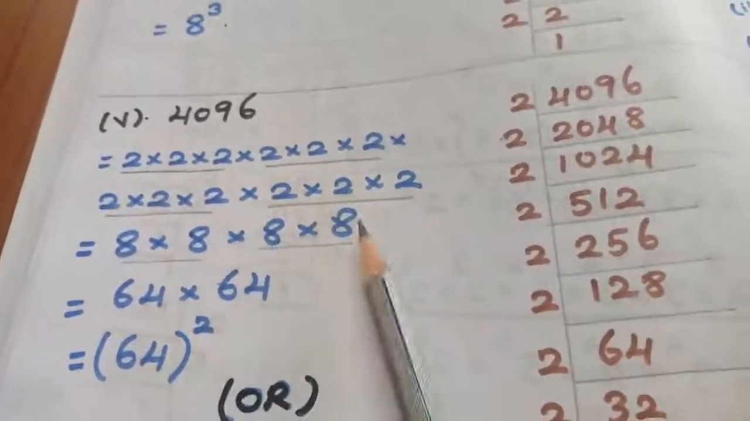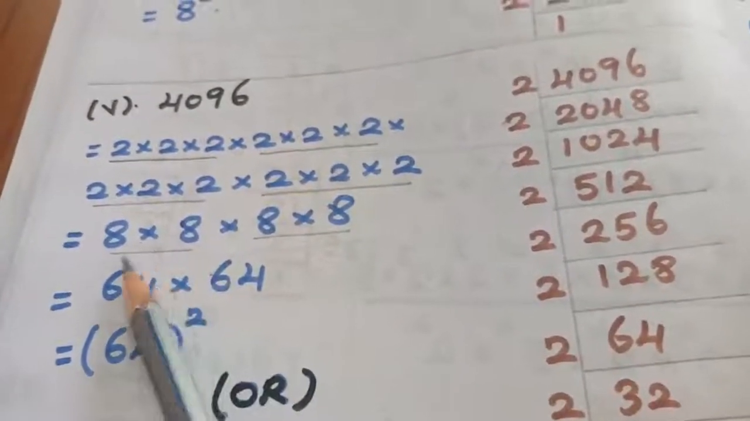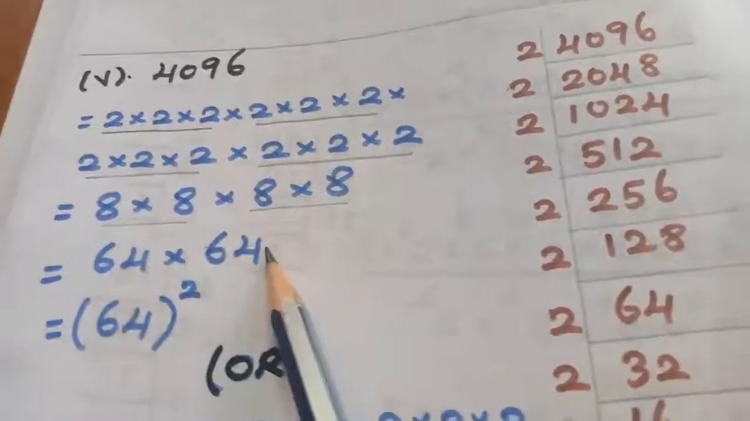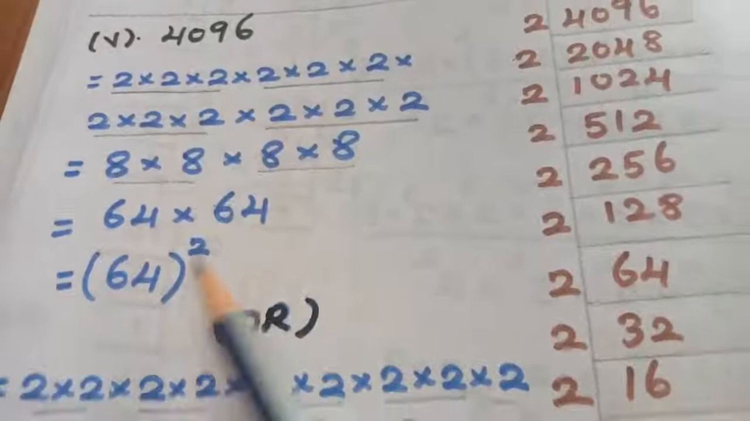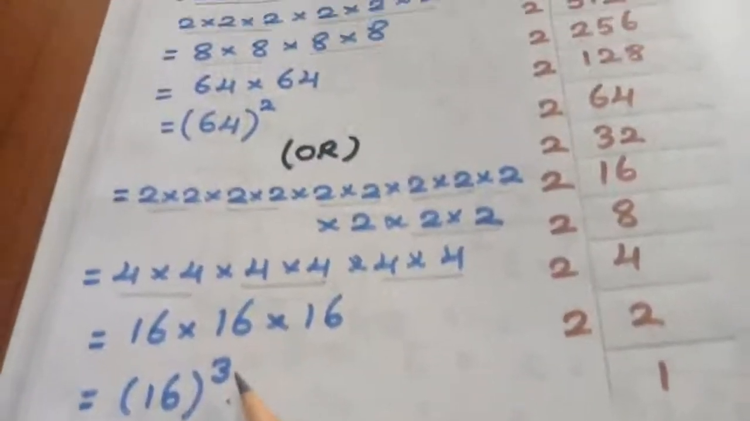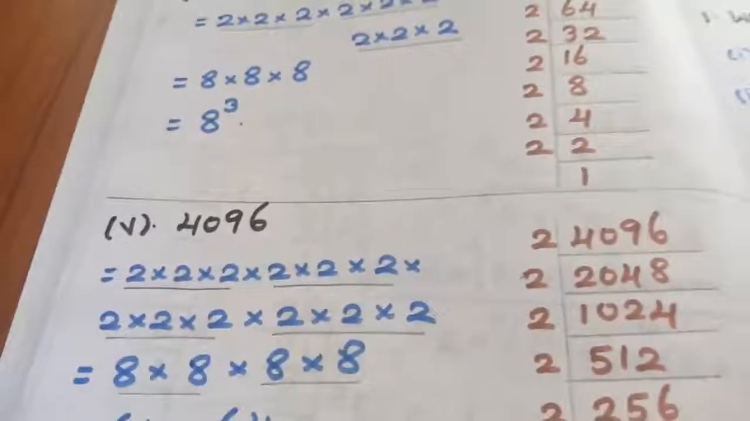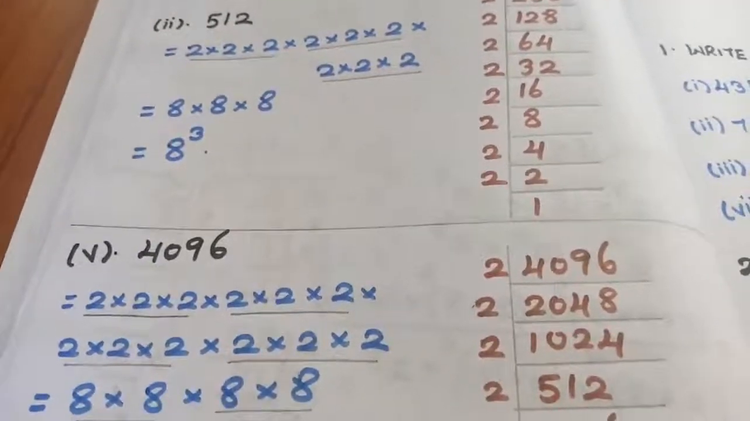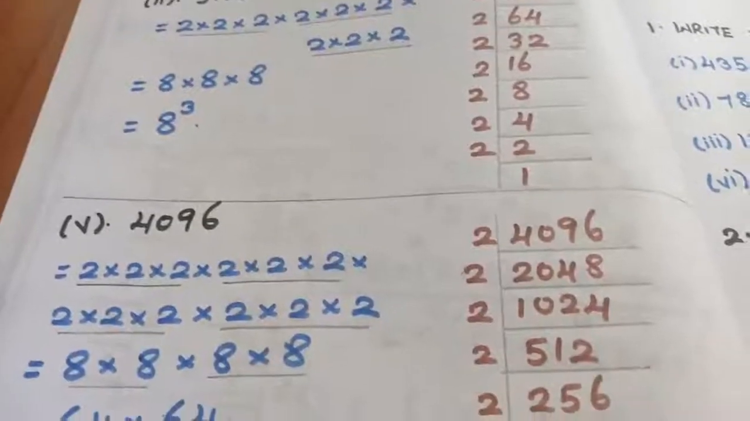I am going to compare in groups of 3, so you will be getting it like this: 8 into 8 into 8 into 8. That is 64 into 64, 64 square. If you take 2 pairs, you will be getting it as 16 cube. So in this case you are going to understand the question properly and then do the sum. Now we are going to move on to exercise 5B.